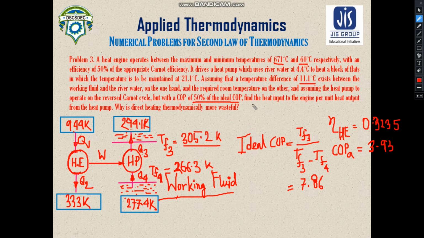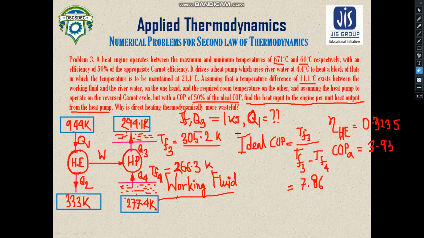Now the question is to find the heat input to the engine per unit heat output from the heat pump. That means if Q3 is equal to 1 kilojoule, then find the heat input to the engine. That means you need to find out Q1. So this is our question. If Q3 is 1, then what would be the value of Q1?